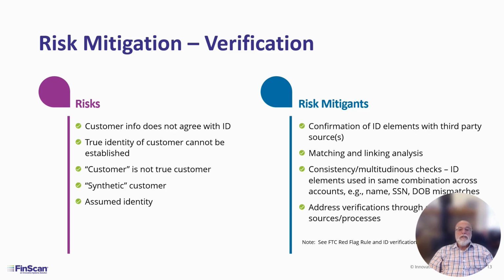Also, looking at addresses closely. Is the address a valid address? If it's supposed to be a residential address, is there a company or multiple companies at the same address? Are there multiple names associated with the same address, and those names do not appear to be reasonably related, for example, different members of the same household? These are all examples of risk mitigants for customer identity verification.